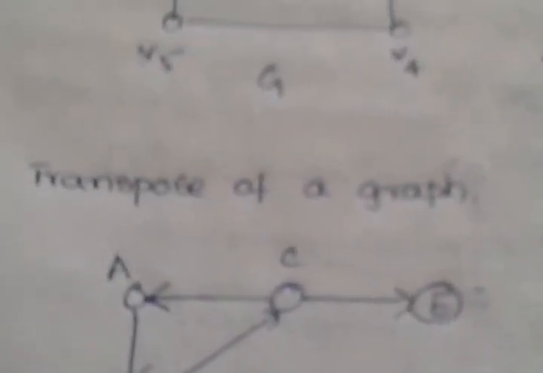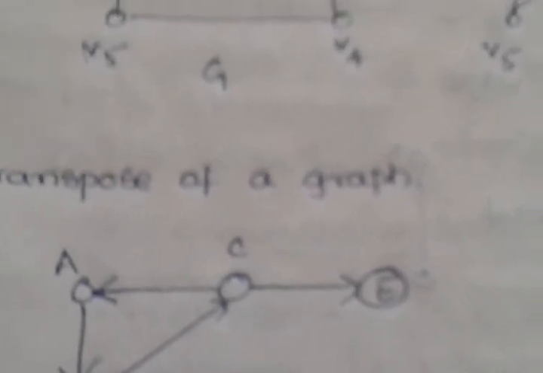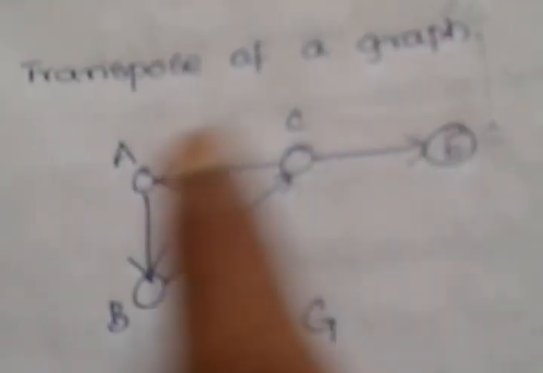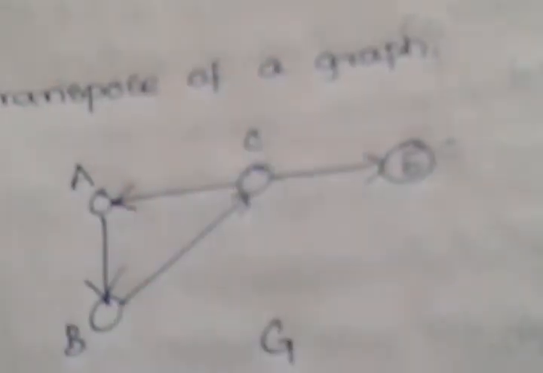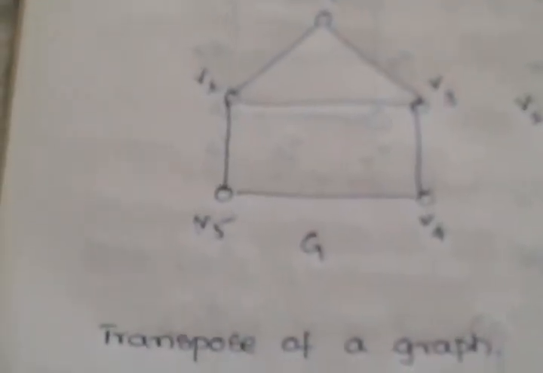Transpose of a graph exists for the directed graph. What happens? The directions along the edges are changed, and then it is called a transpose. Here also, how many vertices? 5 vertices are there. 1, 2, 3, 4, 4 vertices. Here also we have the 4 vertices, but the directions will be changed, and hence this is called a transpose of a graph.